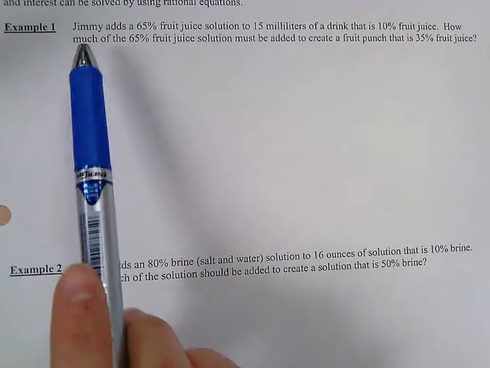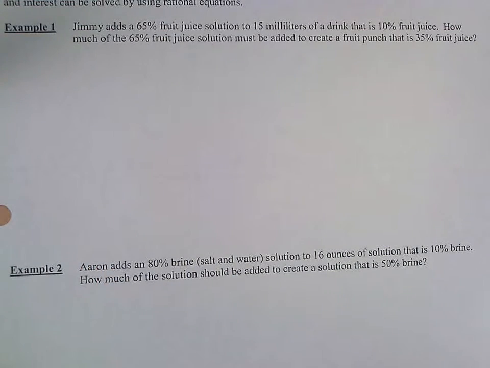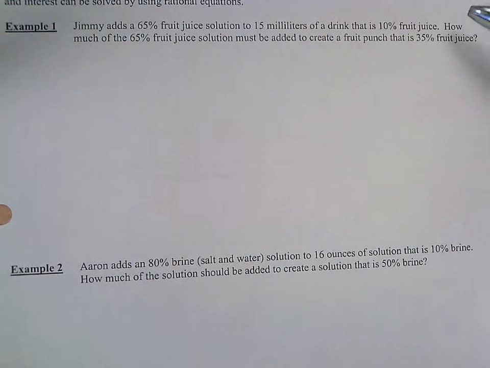So example 1, we have Jimmy adds a 65% fruit juice solution to 15 milliliters of a drink that is 10% fruit juice. How much of the 65% fruit juice solution must be added to create a fruit punch that is 35% fruit juice?